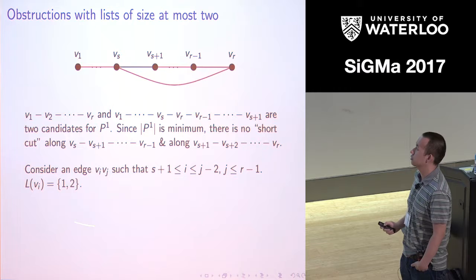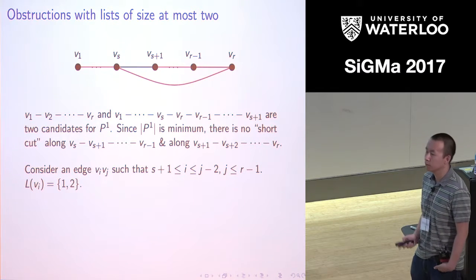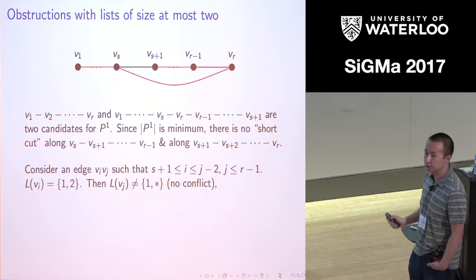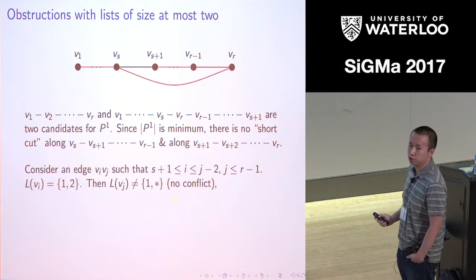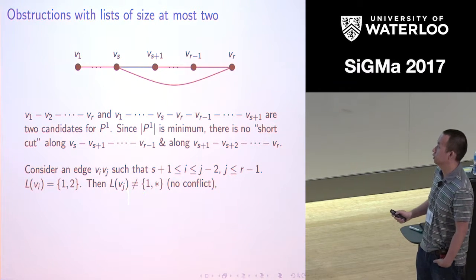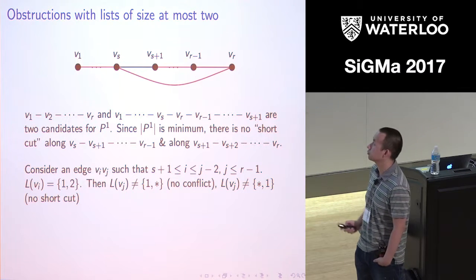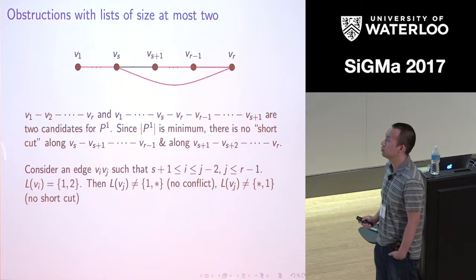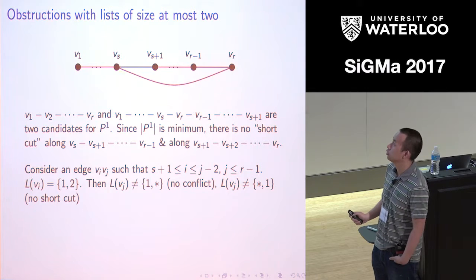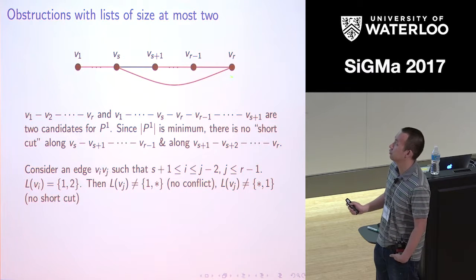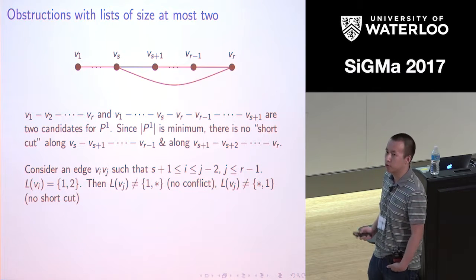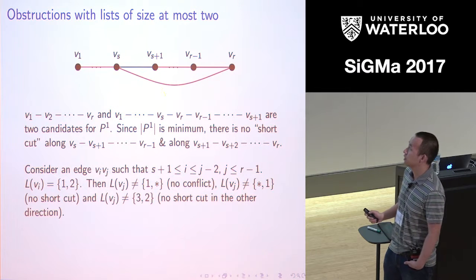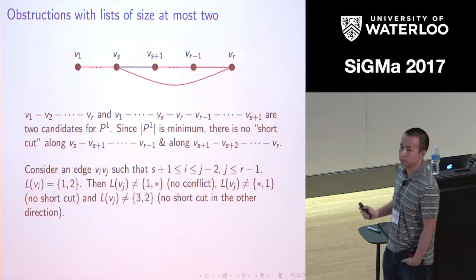So we assume the list of the first vertex is 1, 2. Because that's not a conflict edge, since we assume VR, VS is the first conflict edge, we know the list of VJ is not 1 something, because that would be a conflict. The second is that the list of VJ is not something 1, because if it were, then the edge VI, VJ is a shortcut. So we can directly go to VI and to VJ and to VR, which gives a shorter path than P1. So that's a contradiction. We can also assume that VJ is not 3, 2, because that would be a shortcut if we're going backwards.